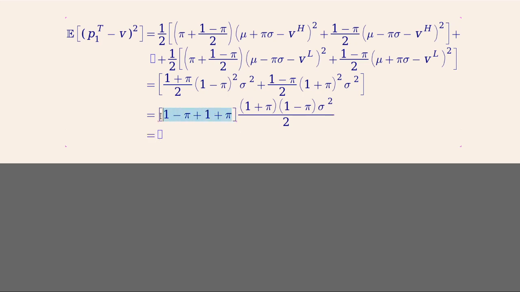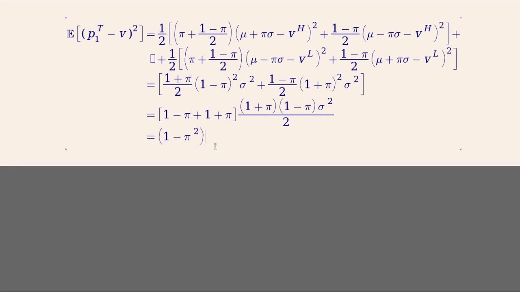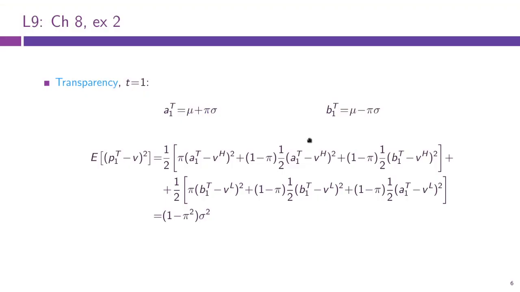Swiftly doing the math, this first bracket equals 2, which cancels out with these 2. This 1 plus pi times 1 minus pi is an expression that you've seen in school. It can be written as 1 minus pi squared, and we have sigma squared left. Meaning that we have arrived exactly at the expression that I promised you we will arrive at. This one.